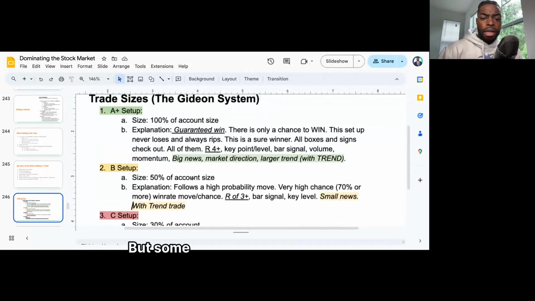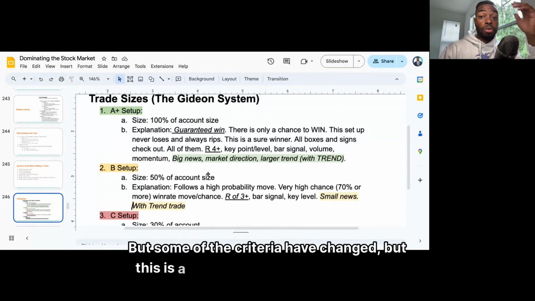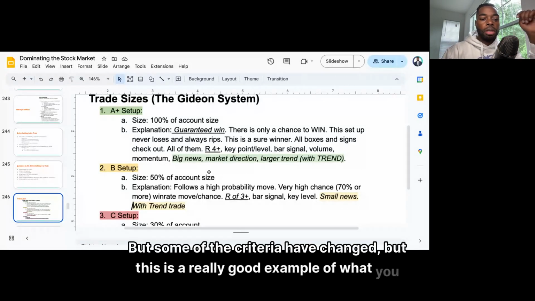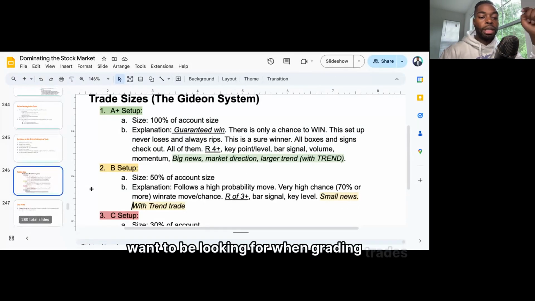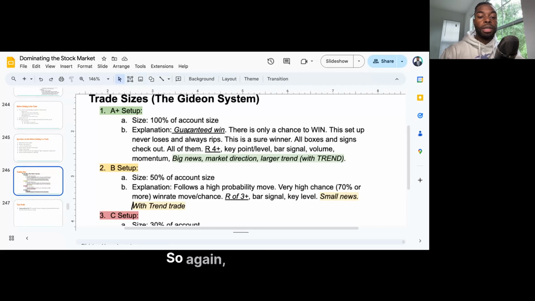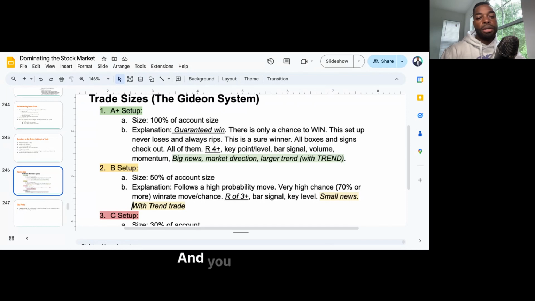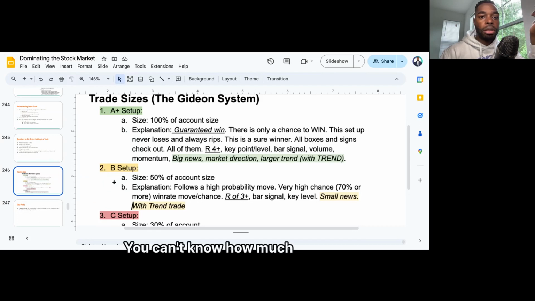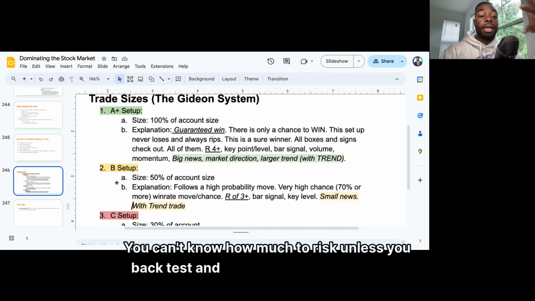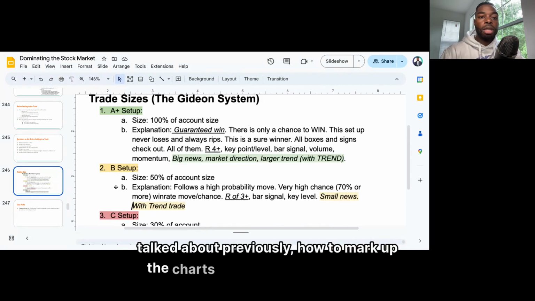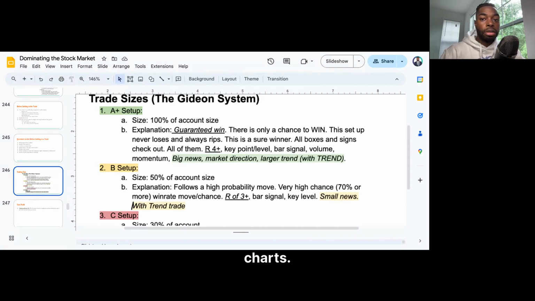But some of the criteria have changed, but this is a really good example of what you want to be looking for when grading trades, and then how you want to be risking. So again, if it's an A plus setup, you might want to risk more because it's something that you've studied. You can't really grade trades or know how much to risk unless you backtest and do the documenting like we talked about previously, how to mark up the charts, and you're studying these charts.